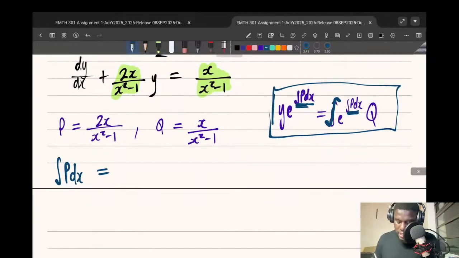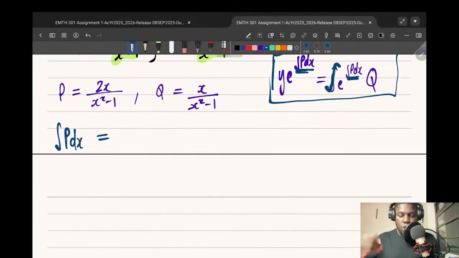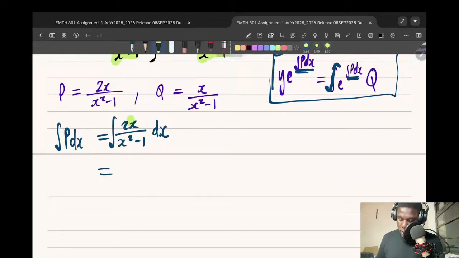Now I'm going to integrate p with respect to x so that I know what to put as my power. What is my p? 2x over x squared minus 1. You are integrating that with respect to x. That's the p, right? So you're integrating it with respect to x. What do you get? Now, this is so easy because you're getting used to it, where the top is exactly the derivative of the bottom.